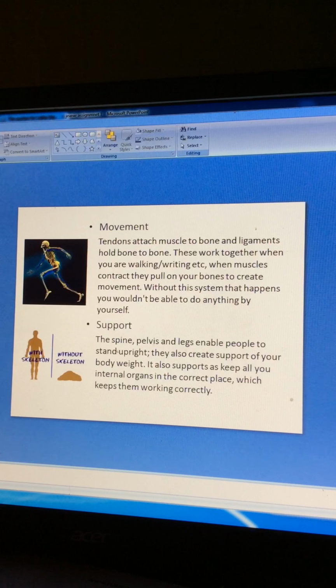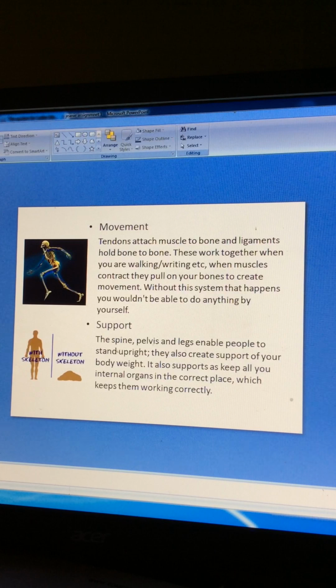Movement. Tendons attach muscle to bone and ligaments hold bone to bone. These work together when you are walking, writing. When muscles contract, they pull on your bones to create movement. Without the system, you wouldn't be able to do anything by yourself, which would require help.